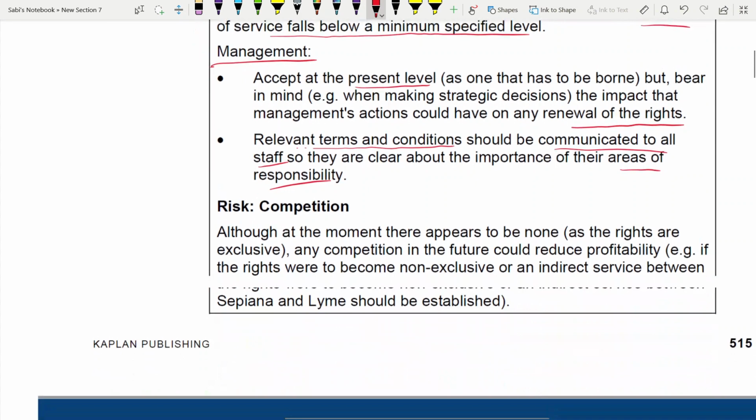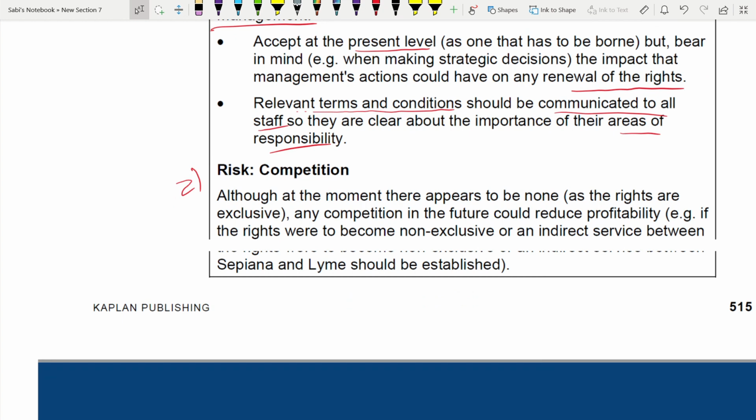Coming to the next risk, which is competition. This risk is very general for any type of organization, not just the airline business. So you need to talk about whether it is highly competitive or less competitive. At the moment, do you think it's competitive? Did they say anything in the past about competition? No. So at the moment, there appears to be none. But in the future, there can be, which will reduce your profitability.